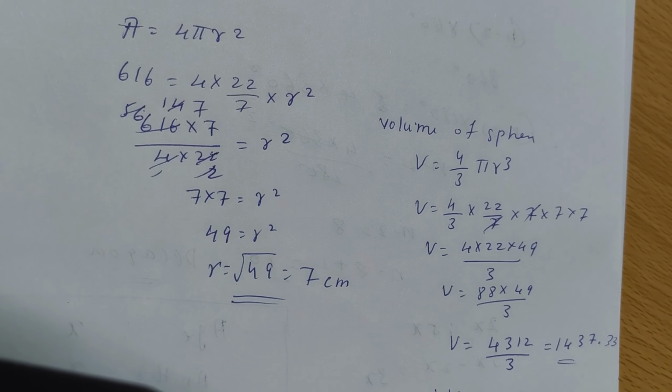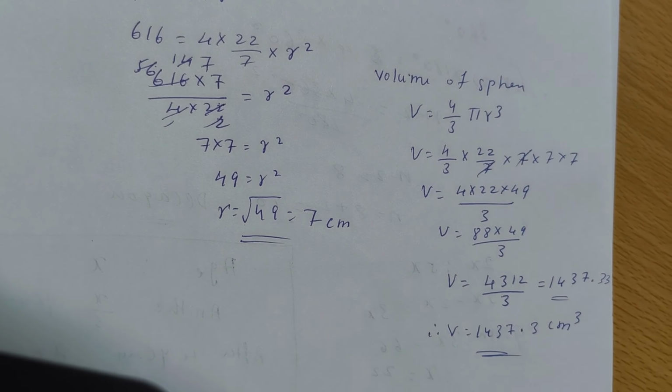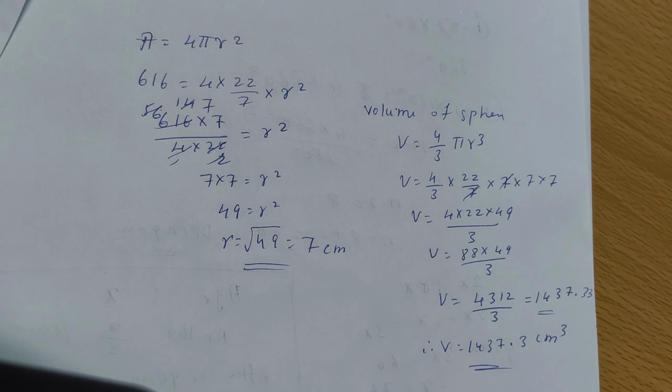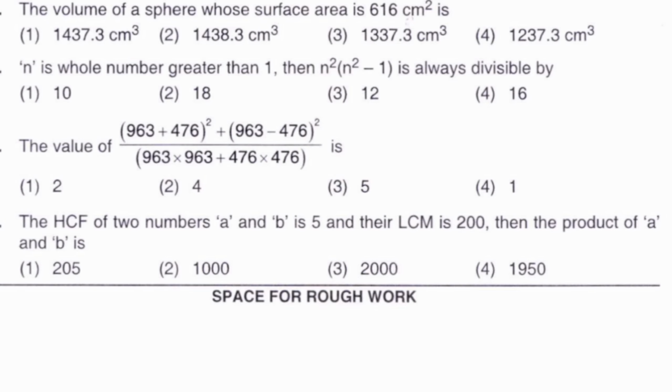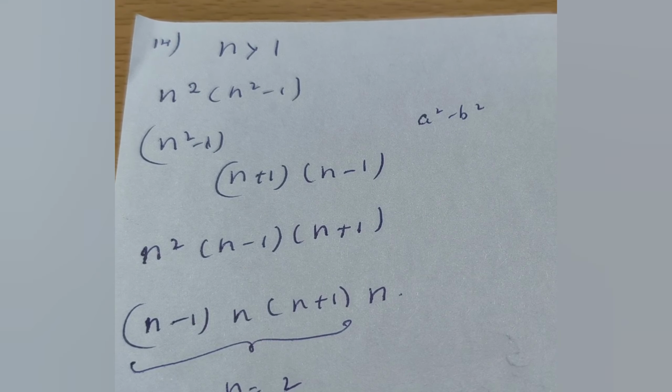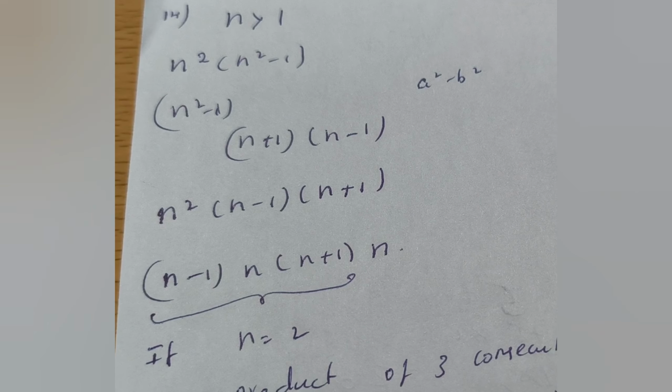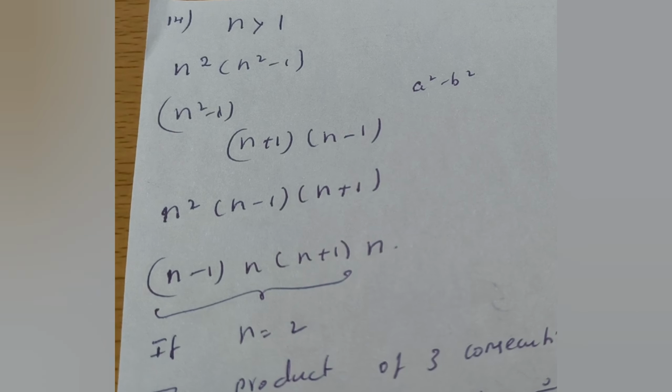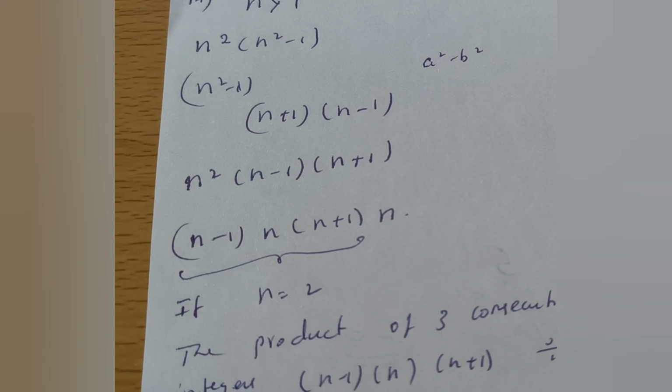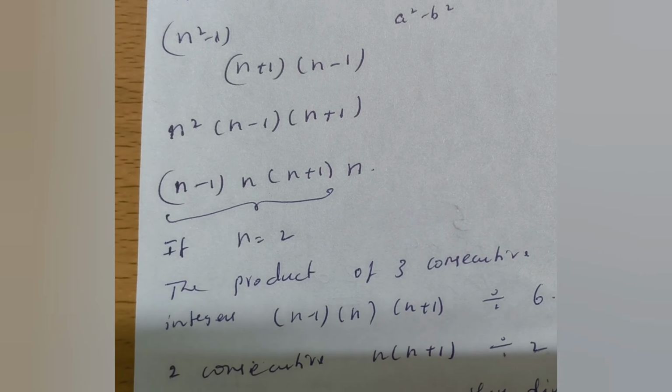Next one, n is a whole number greater than 1, then n square into n square minus 1 is always divisible by. n is greater than 1 and n square into n square minus 1. So n square minus 1 we can simplify as a square minus b square, that is n plus 1, n minus 1. So we can write it as n square into n minus 1 into n plus 1, or we can write it as n minus 1 into n plus 1 into n.